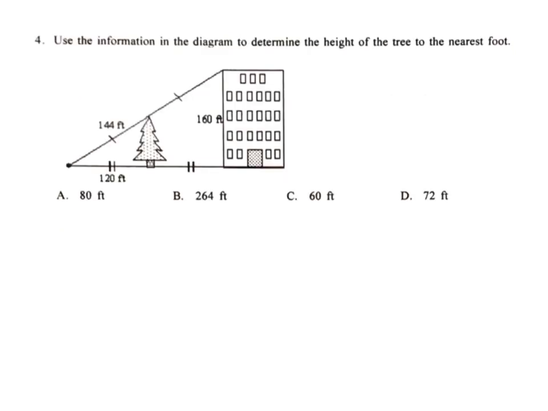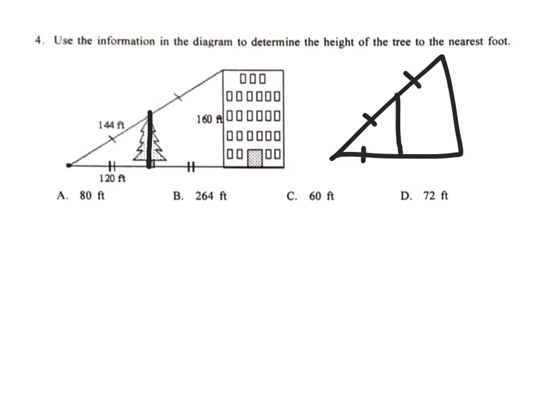Number 4 says using information in the diagram to determine the height of the tree to the nearest foot. Remember, we learned about these things called mid-segments. If I draw another picture, if you have a segment and it's in the middle of that part and the middle of this part, then this length, if it's x, this one is x divided by 2. So I know that if I have mid-segments, my mid-segment itself is half the distance or half as long as the longer one. So I have those in my case.